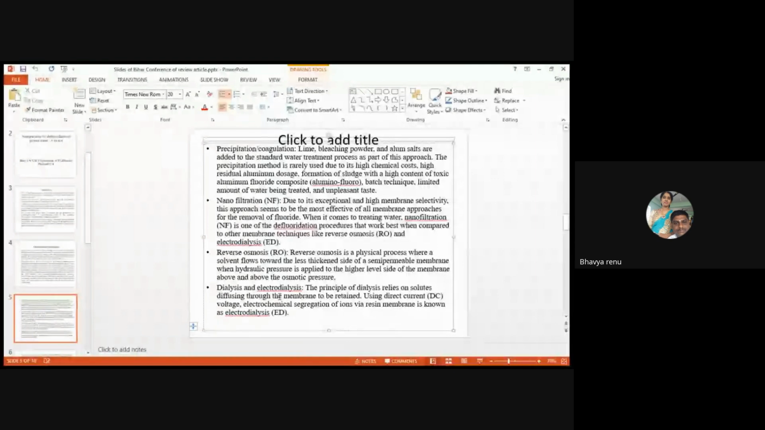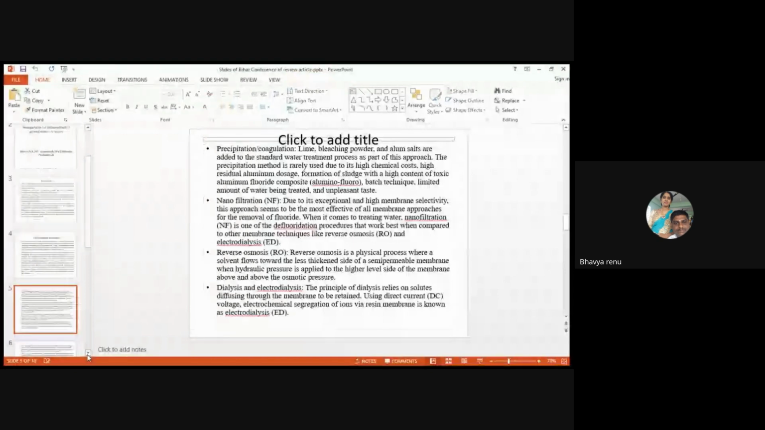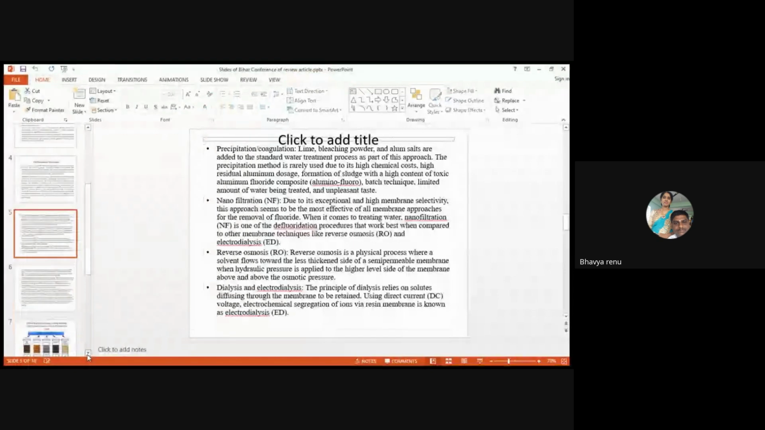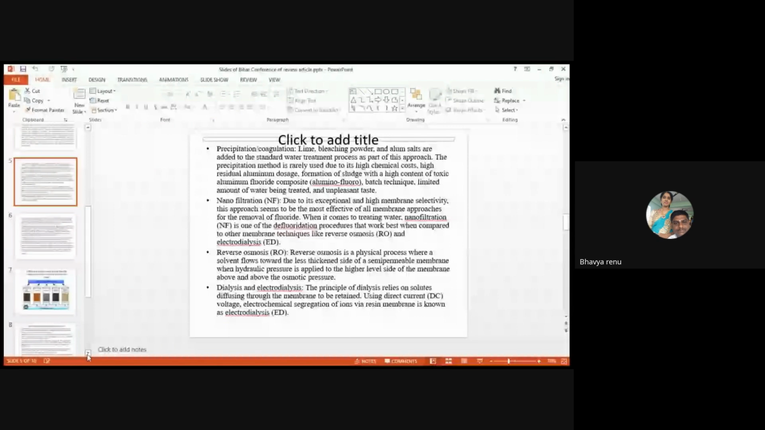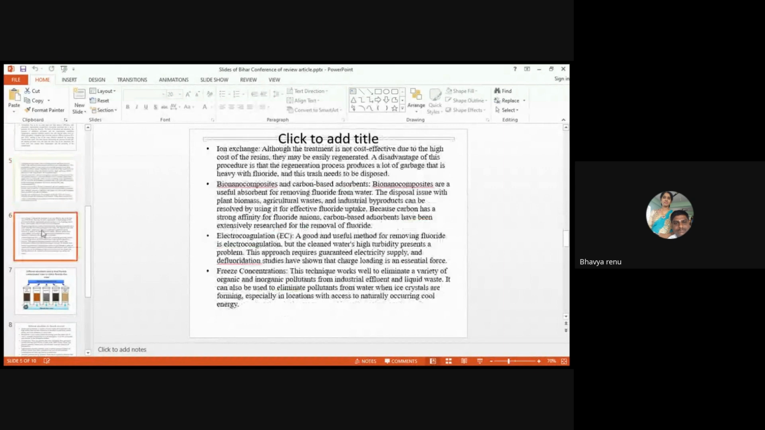Next we'll move on to dialysis and electrodialysis. The principle of dialysis relies on solutes diffusing through the membrane to be retained. Using direct current voltage for electrochemical segregation of ions through a resin membrane is known as electrodialysis. And the other method is the ion exchange method.